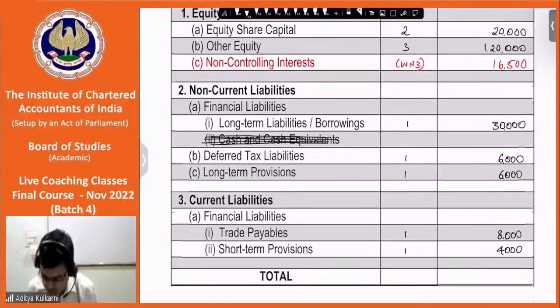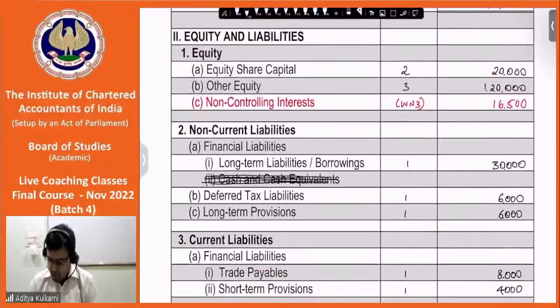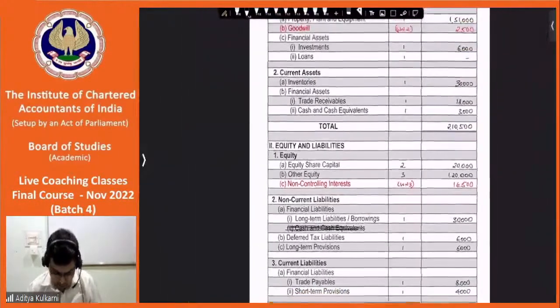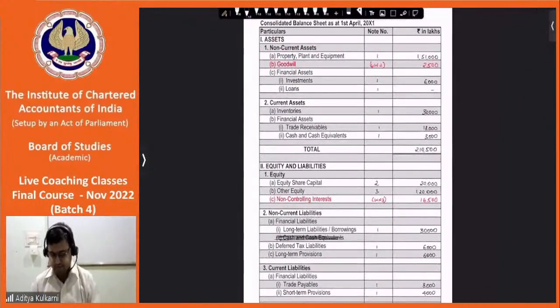So that completes, and then after this you should pray to God that your balance sheet tallies. Okay, 12, 12, 24, 30, 54, 74, 194, 2,10,500. That successfully concludes the first question. Okay. Consolidated balance sheet.